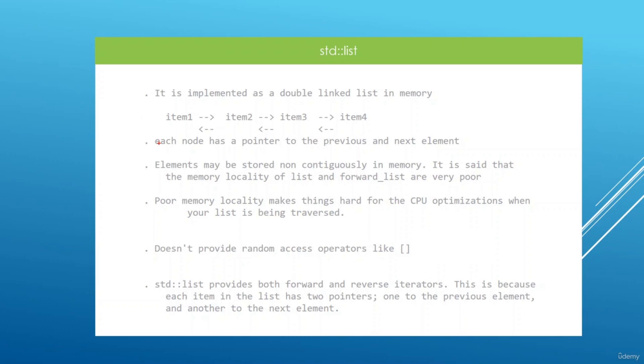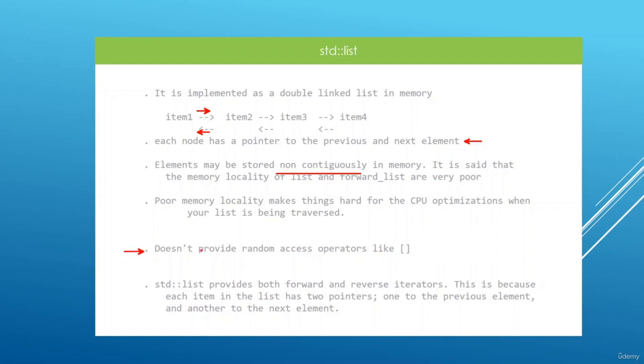Here are a few facts about std list. It is implemented as a doubly linked list, and it is doubly linked because we have forward pointers and backwards pointers. Each node has a pointer to the previous and next element. This is now obvious, and elements may be stored non-contiguously. That's why we need to go through these pointers to navigate through our list. And poor memory locality is going to make it really hard for CPU optimizations when your list is being traversed, because we have to loop around, incrementing the pointer to move to the next element or decrementing the pointer to move backwards in our collection.